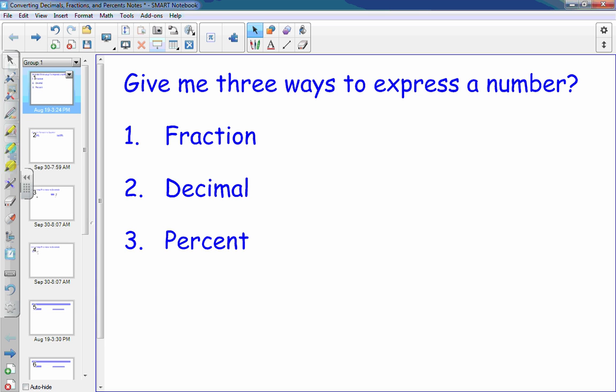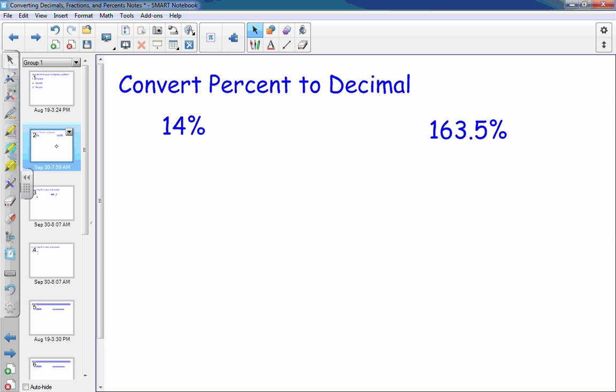We're going to be able to go back from a fraction to a decimal to a percent, from a percent to a fraction, from a decimal back to a fraction, back to a percent. Okay? You need to be able to go all 3 ways. All right? So, with that said, here we go.